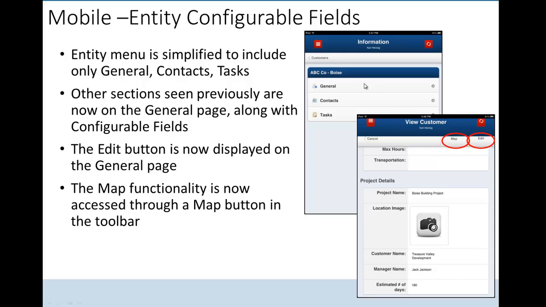Once you select an entity and navigate into this menu, you'll select the General tab, which will allow you to view the details for that customer or entity. And here you'll see an Edit button that allows you to edit that customer. We've also moved the map functionality up into the toolbar. So if you need to view the primary location of an entity, you can simply select the map button, and that will take you to the map that shows you that location.